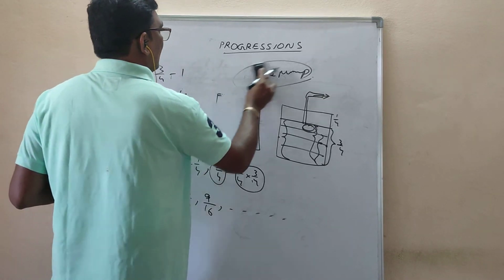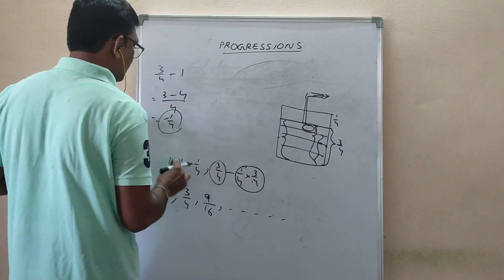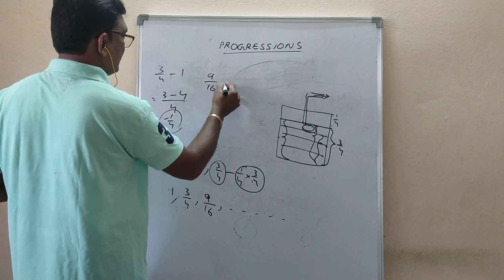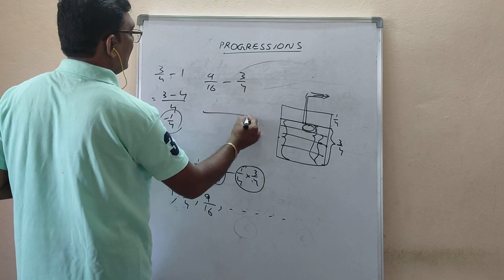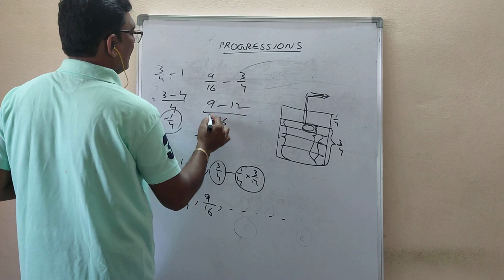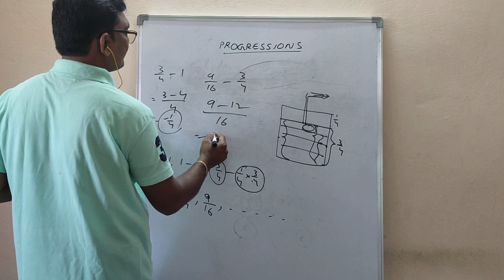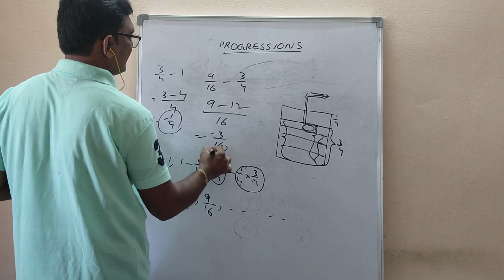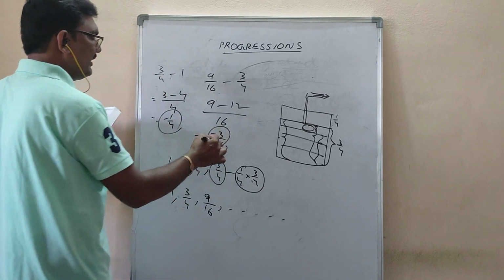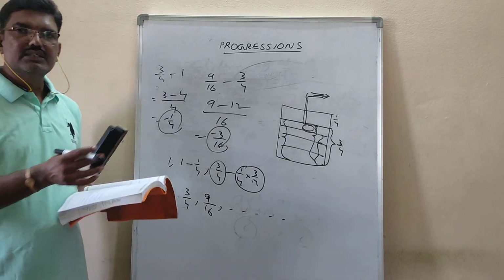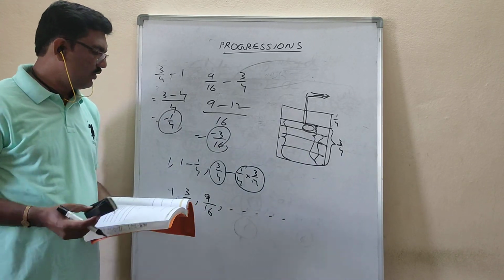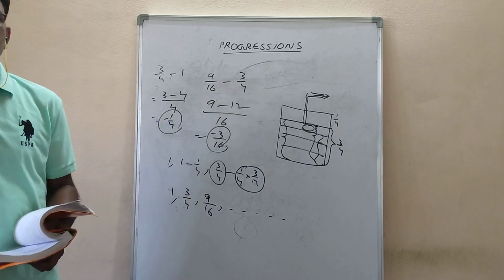That is A2 minus A1. Now I am doing A3 minus A2. 9/16 minus 3/4. LCM is 16. 9 minus 12. So here you are getting minus 3/16. Here the difference you got is minus 1/4. Here the difference you got is minus 3/16. Since the difference is not the same, it is not in AP. So the remaining we will see in the next class.